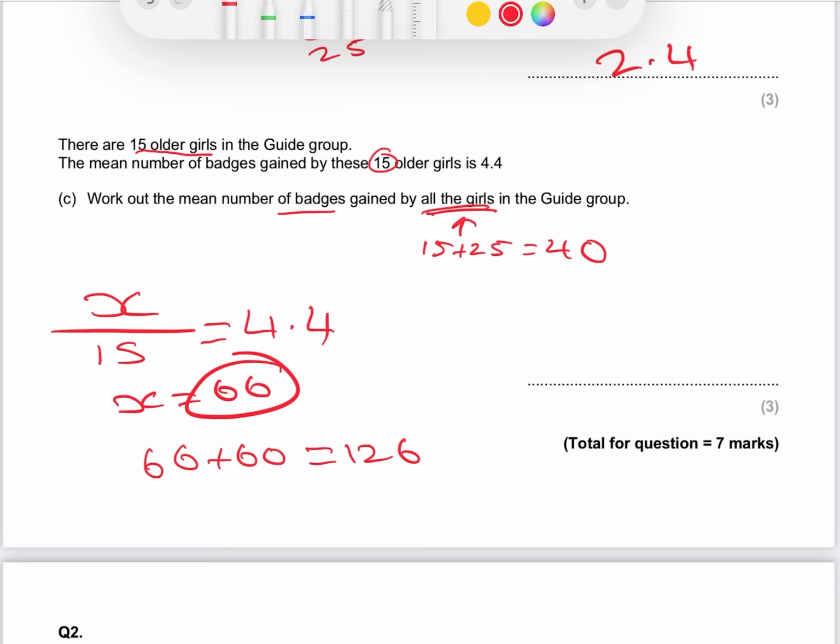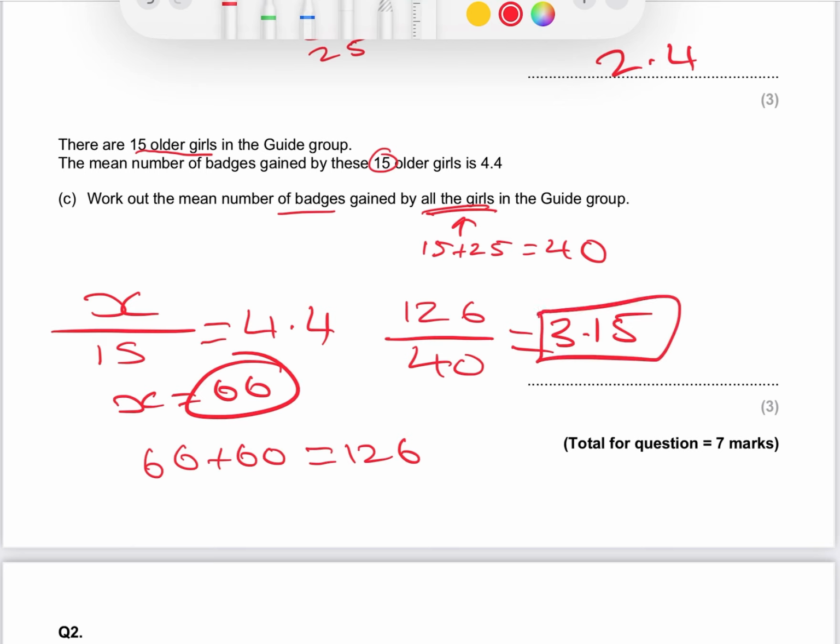So now if I need to work out the mean for all the girls, I need all the badges divided by all the girls, and that will tell me the mean for all of the girls with their badges, and it's 3.15. And that is the answer. So averages, something that people sometimes need a quick review before their exam.